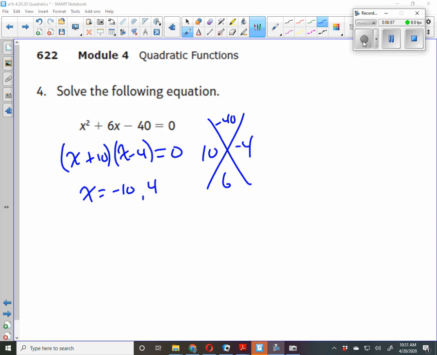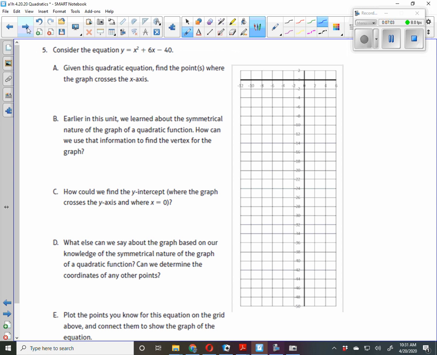we can then move on to problem number 5, which again is going to ask you a whole bunch of questions about this. And remember, we've got -10 and 4 already as intercepts. So we already know that our vertex is right in between -10 and 4. And I put that in the wrong place, didn't I? Halfway between -10 and 4 is going to be -3.